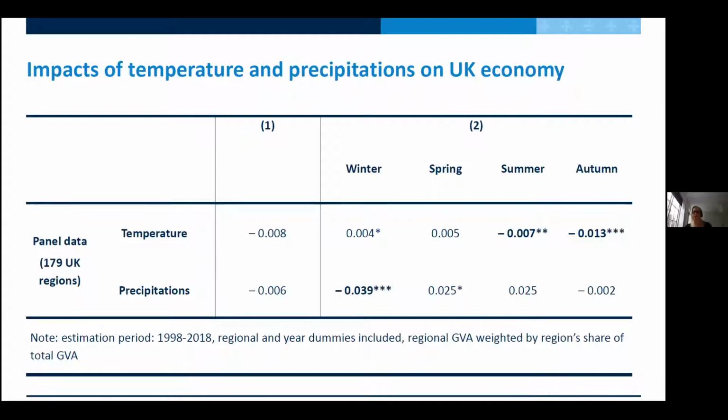First, I ran regressions of annual GVA growth on weather variables for a panel of 179 UK regions. Like Colacito and co-authors, I find that when using average annual temperature and precipitation, like in column 1, the coefficients are small and not statistically significant. When instead I use seasonal averages, as shown in column 2, the impacts are larger and statistically significant. Therefore, at the first level of aggregation, that is, if we use annual averages instead of seasonal ones, we are already missing out on some of the impacts.